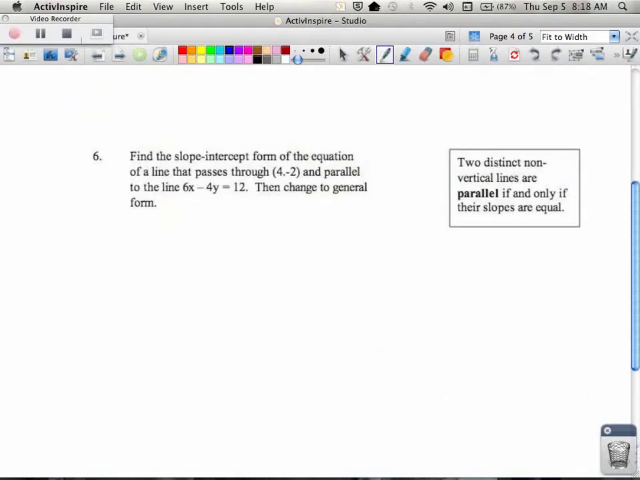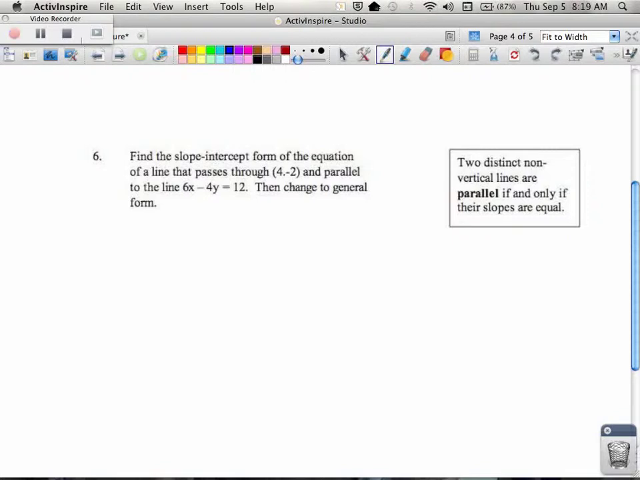So now let's try a problem. We're going to do the slope-intercept form of a line passing through the point 4, negative 2, parallel to the line 6x minus 4y equals 12. And then after we find the slope-intercept form, we're going to do the general form. So now I notice that they gave me a point. So in the back of my head, I'm already thinking, hey, if they give me a point, if I knew the slope, I could do the point slope right away. So I'm going to use that to my advantage.